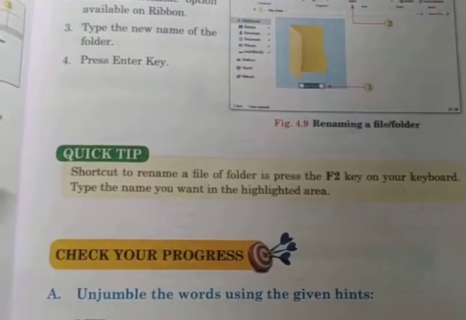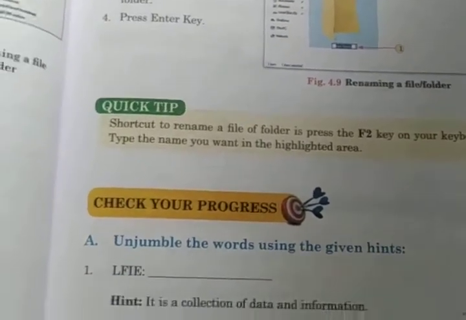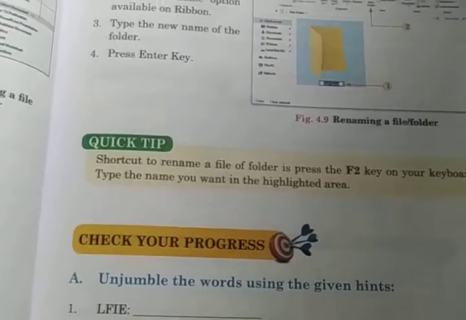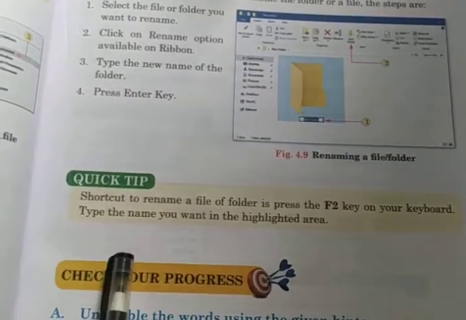Alright, this is the shortcut to rename a file or folder. You know, if you want to rename it, you can press F2 key on your keyboard and then type the name you want in the highlighted area. Highlighted area looks something like this. Okay, you can press F2 also directly and then you can rename it.